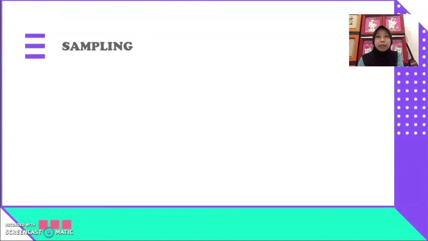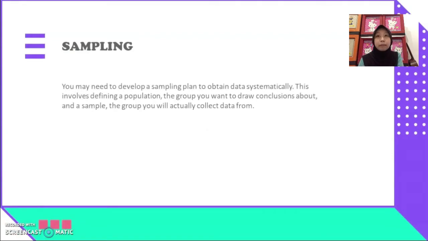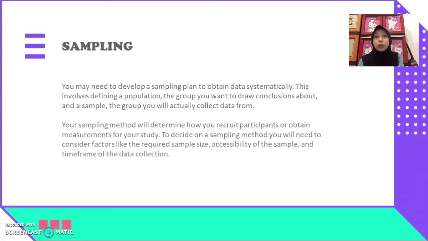Second, sampling. You may need to develop a sampling plan to obtain data systematically. This involves defining a population, the group you want to draw conclusions about, and a sample, the group you will actually collect data from. Your sampling method will determine how you recruit participants or obtain measurements for your study. To decide on a sampling method, you will need to consider factors like the required sample size, accessibility of the sample, and time frame of the data collection.